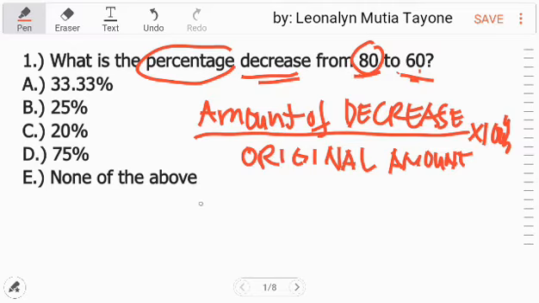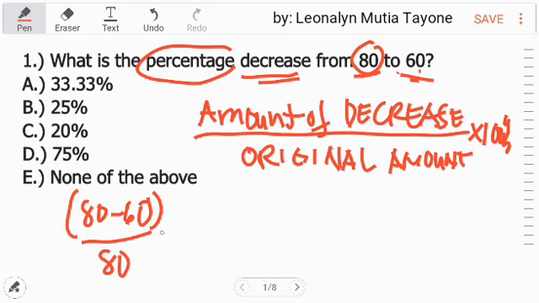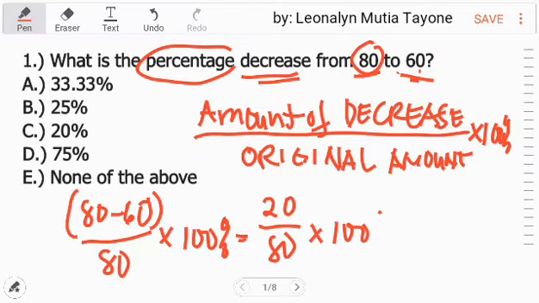80 minus 60, o isulat natin para mas klaro. 80 minus 60, amount of decrease. Kaya, kunin natin yung difference ni 80 going down to 60. So, 80 minus 60 over original price na 80 times 100%. So, si 80 minus 60, that is 20 over 80 times 100%.